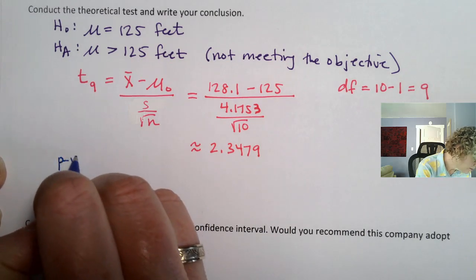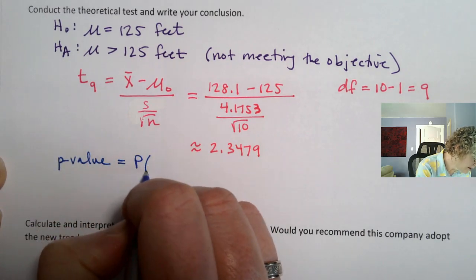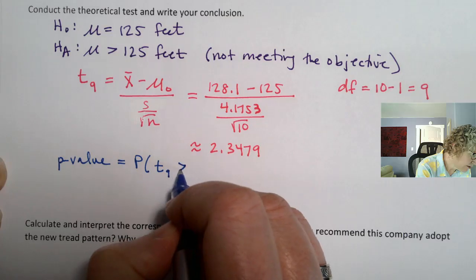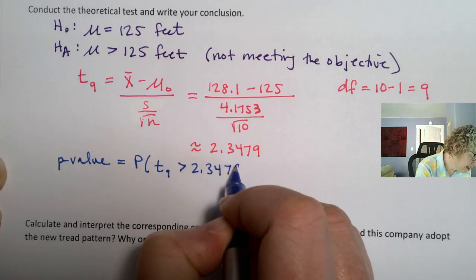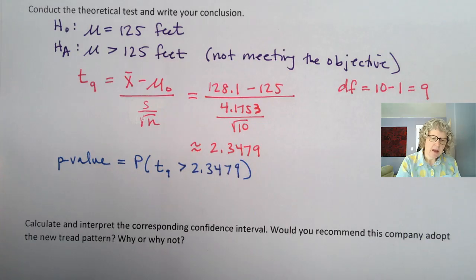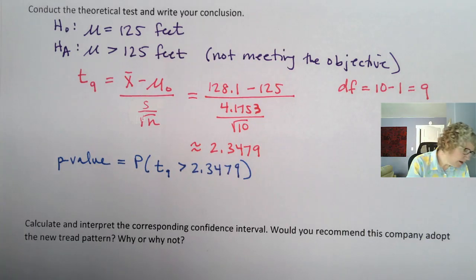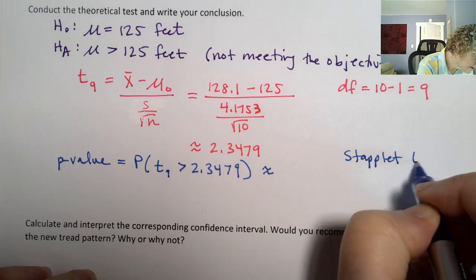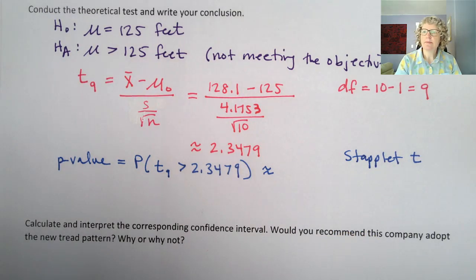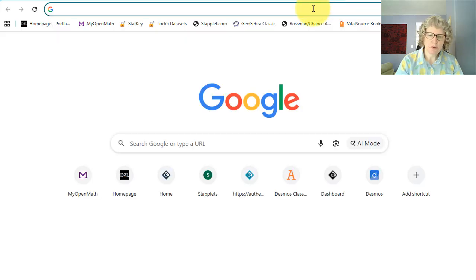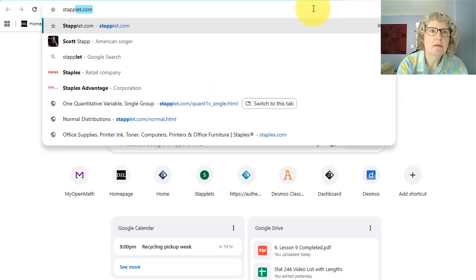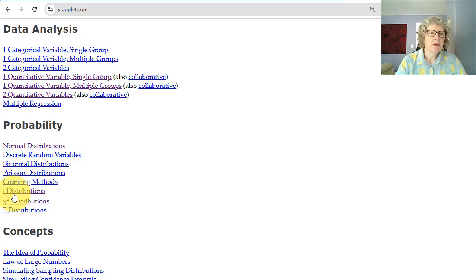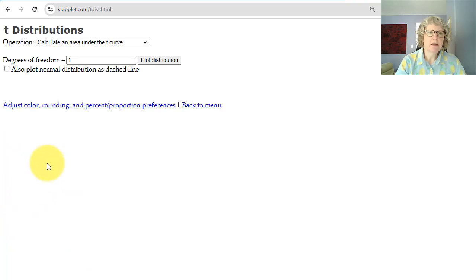So the p-value is the probability of getting this t-score greater than 2.3479 because we're doing a right-tail test. And we're going to use Statlet's t distribution, right? So let's go over to Statlet t distribution. I think I need to make a new Statlet window for this. So I'm going to go to statlet.com and go down to t distribution. You probably have a direct link for this.